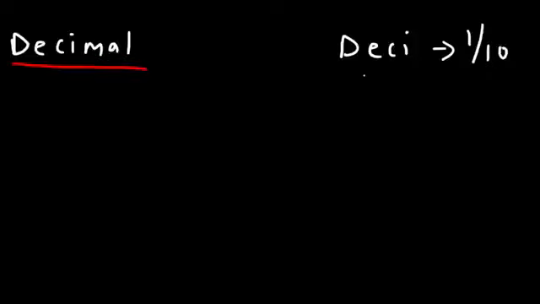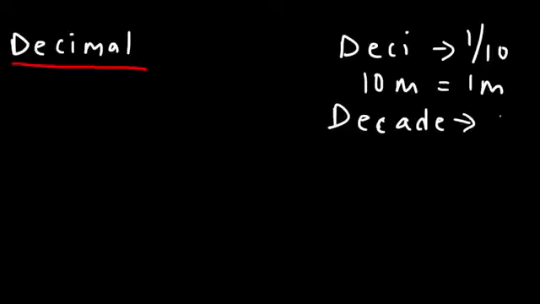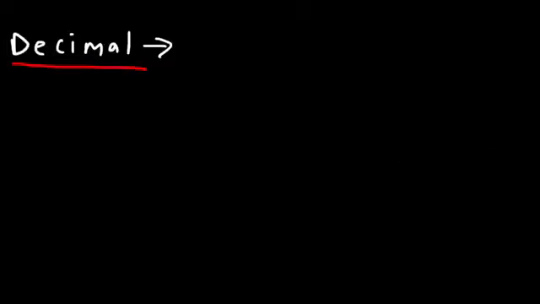For example, there's 10 decimeters in 1 meter. I also think of the word decade. A decade corresponds to 10 years. And so deci is associated with 10. And in fact, the decimal number system is a base 10 system.